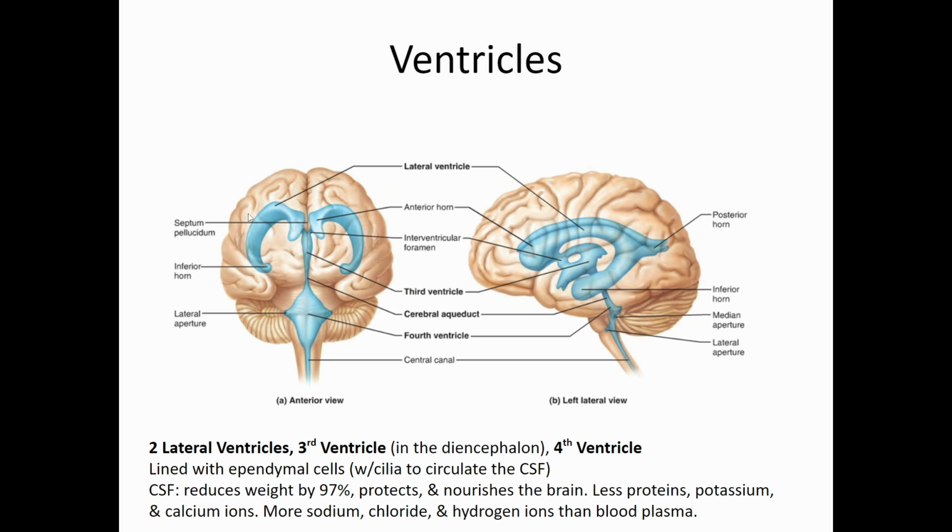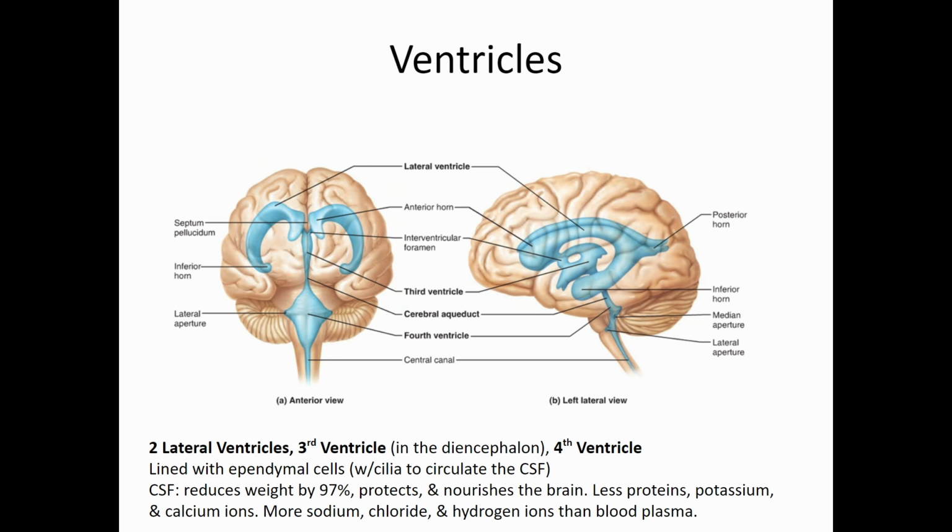On the left image, we have one C shape, and then in the right hemisphere, we have another C shape. And they're going to be connected by a tiny hole called the interventricular foramen. You don't need to know that term, but I just wanted to point it out. So our first and second ventricle are called lateral ventricles, and they're C-shaped, and there is one in each hemisphere.